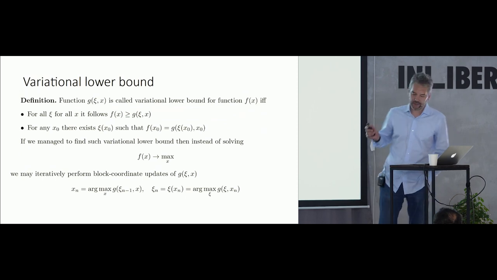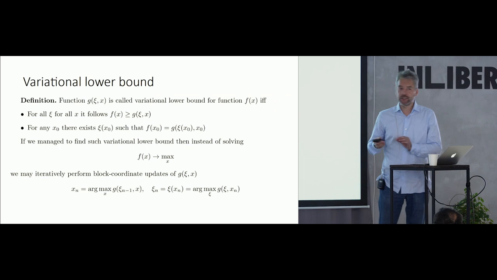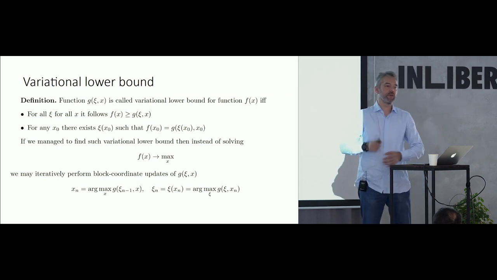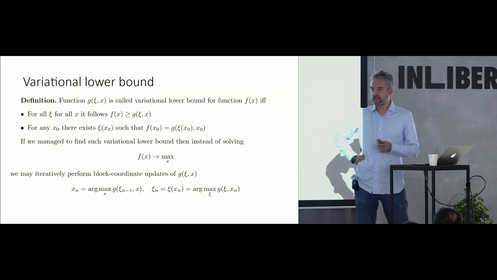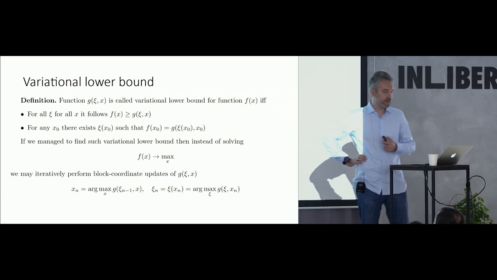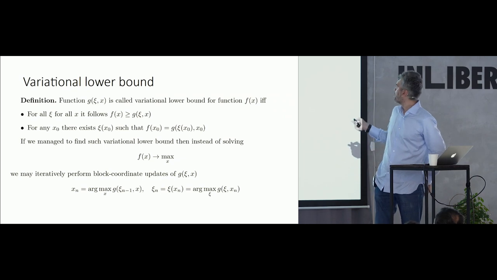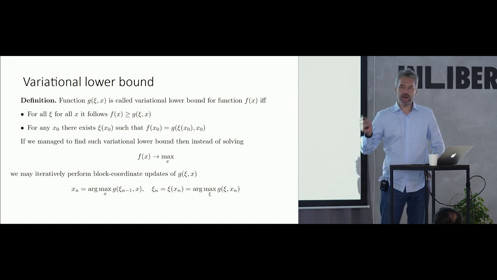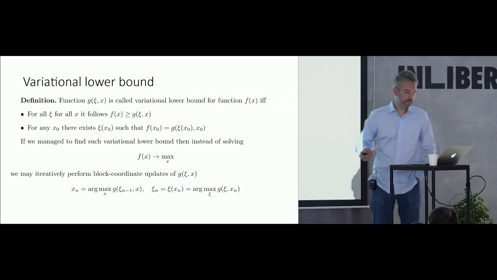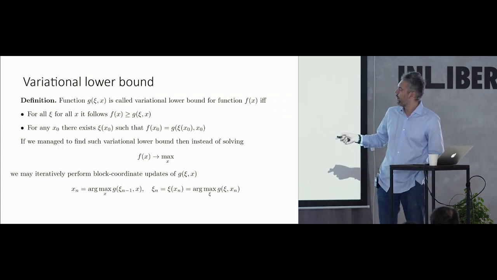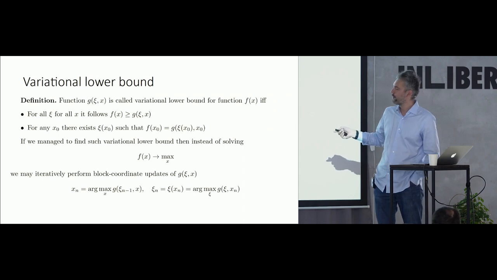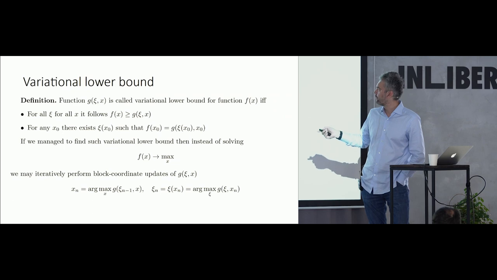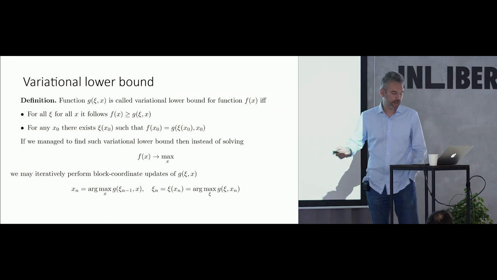Before we proceed, let us briefly establish what a variational lower bound is in general, because this is quite a useful concept in applied mathematics and in many applications, not only in machine learning, where it arises. Assume that we have a function f of x, and we call a function g of psi and x a variational lower bound if the following two properties hold. First of all, for any choice of psi, and for all x, f of x is always greater or equal than g of psi and x. So this is a lower bound. And we can vary psi, and we'll still have a lower bound on f of x.